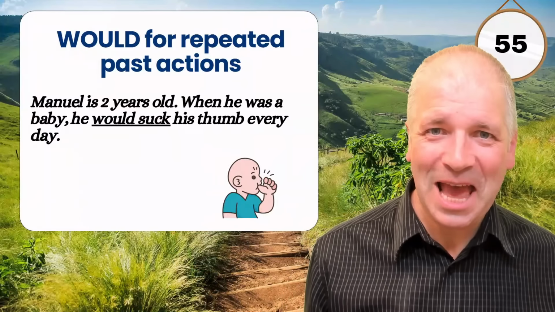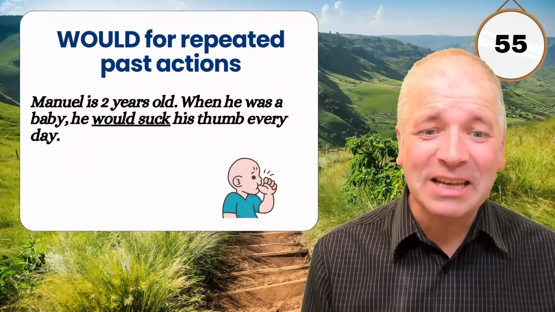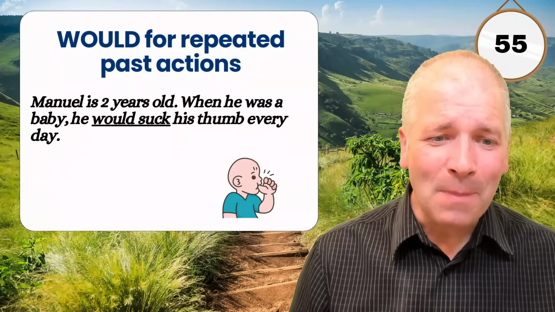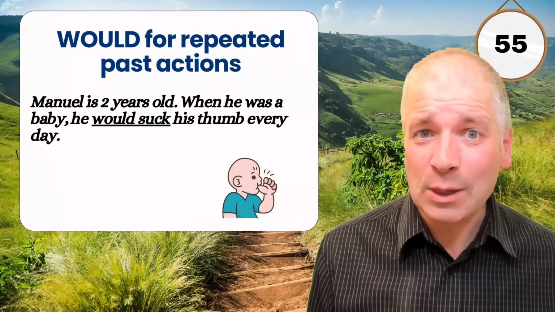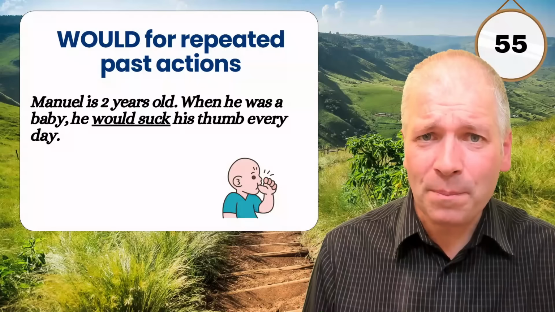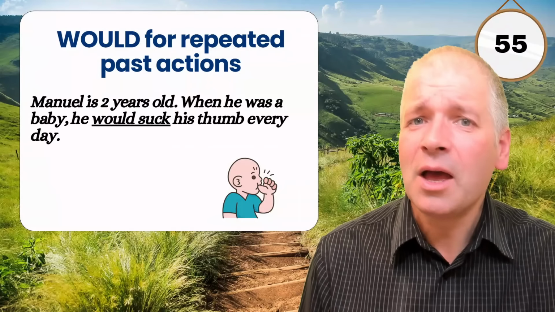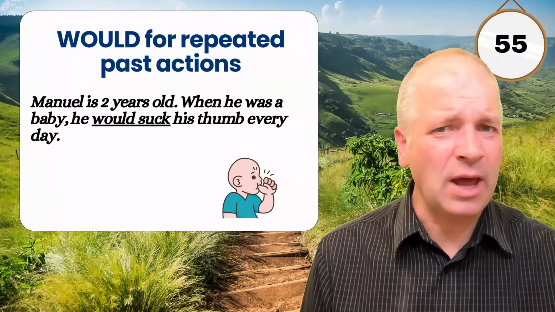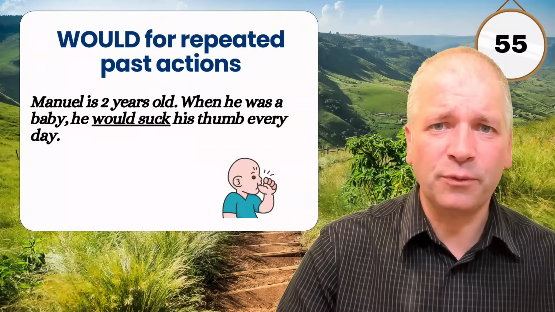Would appears again. We can use would for repeated past actions. Manuel is 2 years old. When he was a baby, he would suck his thumb every day. So repeated past actions, not repeated past states. You'd have to use used to or the past simple for that.